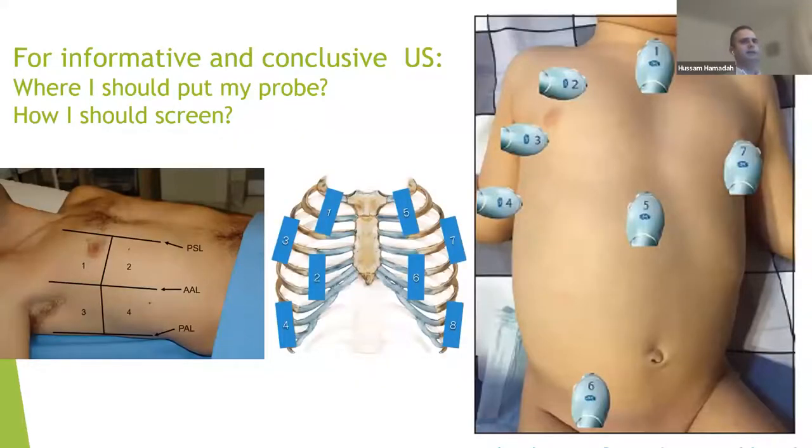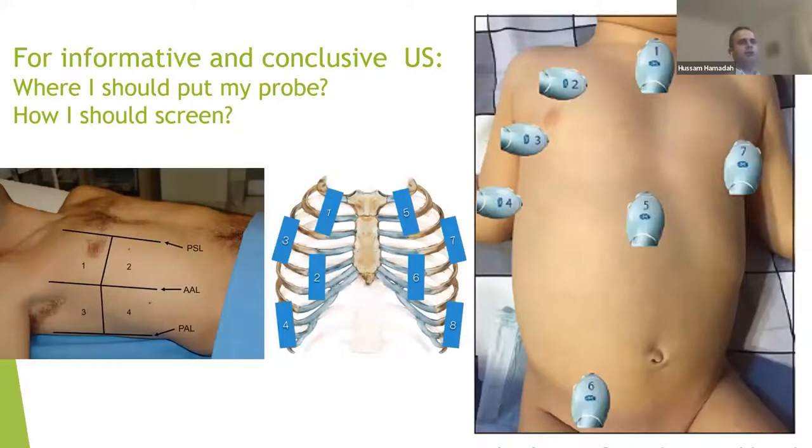Then the next question that will come to your mind when you go with the ultrasound machine to the patient is where I should put my probe. As a general pediatric ICU intensivist, you will put your probe in these four areas, in general. But for our cardiac patients, we added four areas.